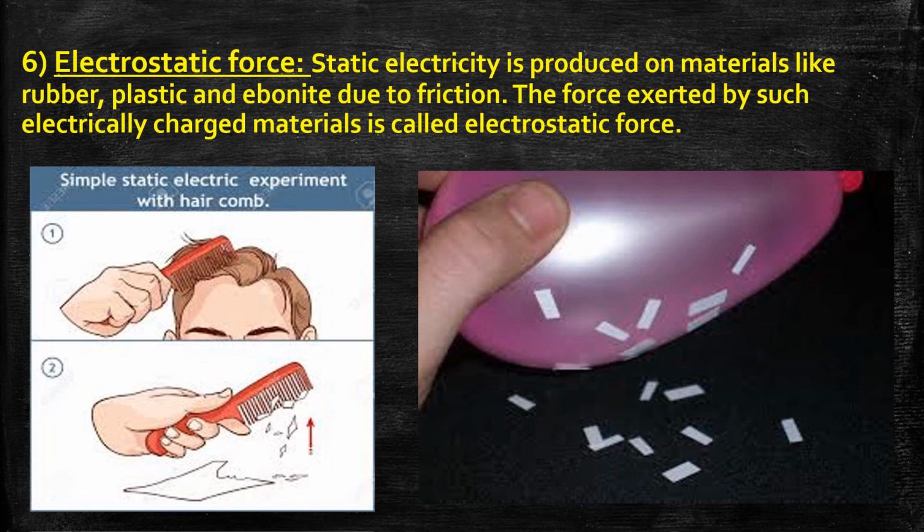Okay. So in short, we can say static electricity is produced on materials like rubber, plastic and ebonite due to friction. The force exerted by such electrically charged materials is called electrostatic force, and this force remains on that object for a few seconds or a few minutes. Okay, it is not for a longer duration.